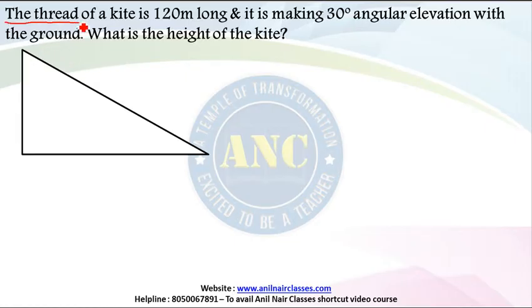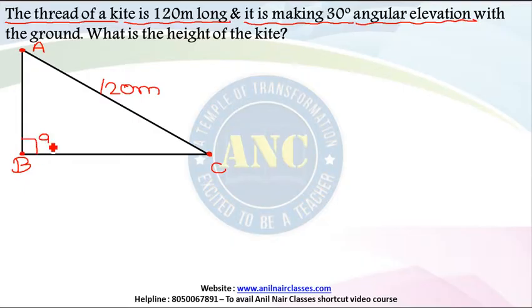The thread of a kite is 120 meters long. That means there is a kite which is flying. The thread is nothing but AC. The thread of a kite is 120 meters long and it is making a 30-degree angle of elevation with the ground. Ground is nothing but BC. Angle B is 90 degrees because it is perpendicular. What is the height of the kite?